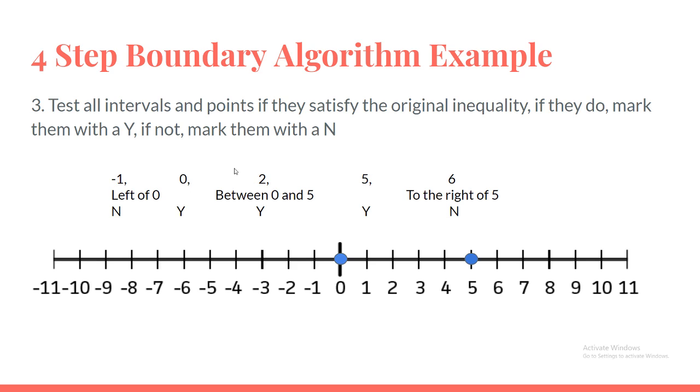the other intervals. So we have 0, the point, and then 2, which represents the range between 0 and 5, and that also works. 5, we just plug in 5, that's the point, and that works. And then 6, which represents the right of 5. So this interval, basically excluding 5 to infinity.